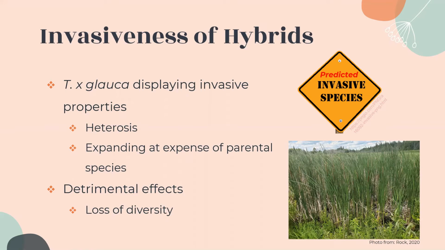These hybrid cattails are currently displaying various invasive characteristics around the Great Lakes region. They show heterosis, which is the increased fitness of hybrids relative to their parental species, and are expanding in their habitats at the expense of these parental species. This is having detrimental effects on wetland habitats, mainly in the form of a loss of diversity, as multiple species are being pushed out and replaced by stands of the hybrid cattail.